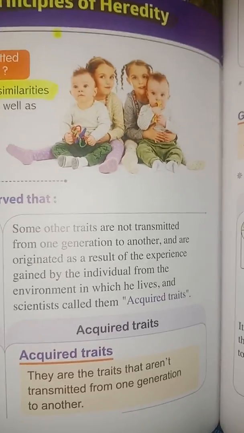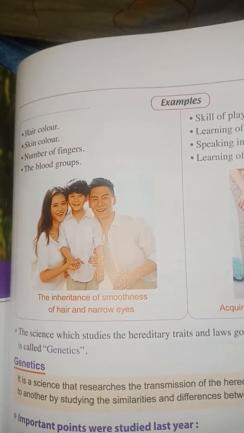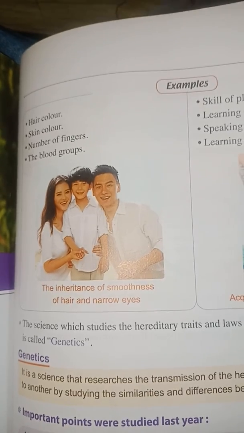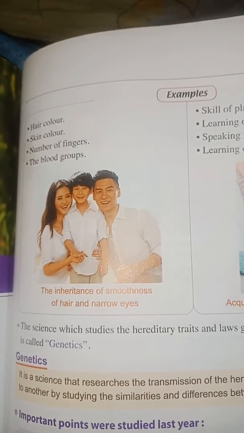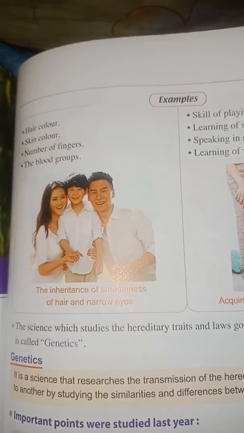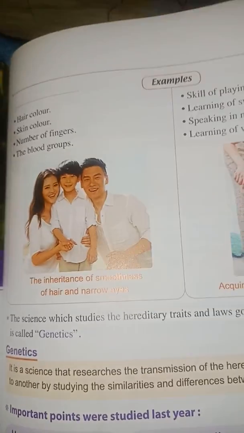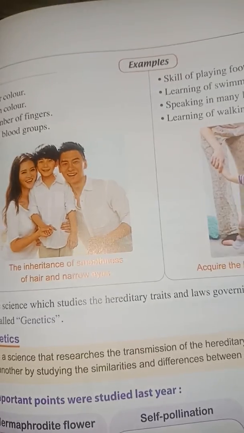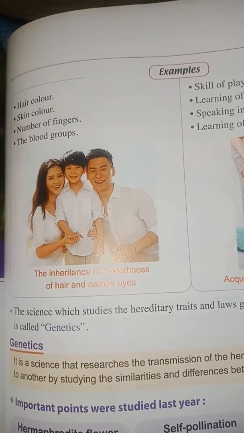جيل إلى آخر. Hereditary traits are such as hair color، skin color، number of fingers، blood groups، لون الشعر، لون الجلد، number of fingers، عدد الأصابع، and blood groups، فصيلة الدم. They are hereditary traits that are transmitted from one generation to another.